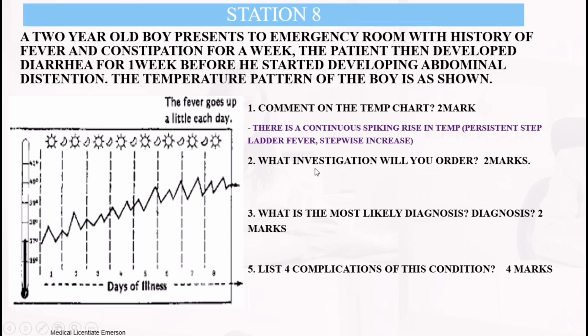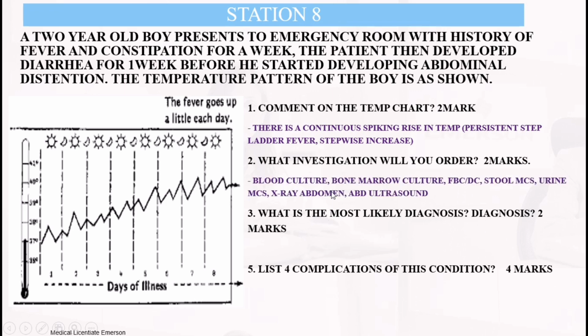Okay, then what investigations will you order? So this child presented to emergency room with fever and constipation for a week. So it's within a week. So of course, if it's within that period, blood culture first thing first. Then bone marrow culture, your full blood count, differential count, and of course, like I said, when you are writing in your exam, don't put initials. Then stool MCS, again, don't put initials when writing. Urine MCS, X-ray abdomen, then abdominal ultrasound. So these are some of the investigations you can do.